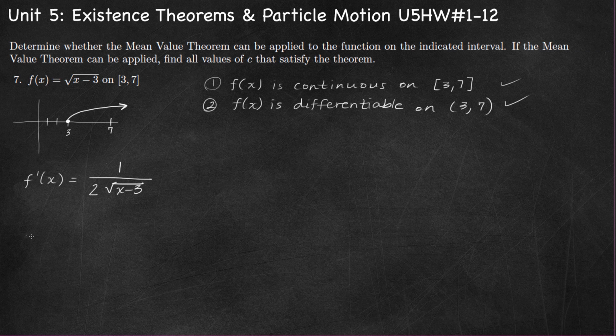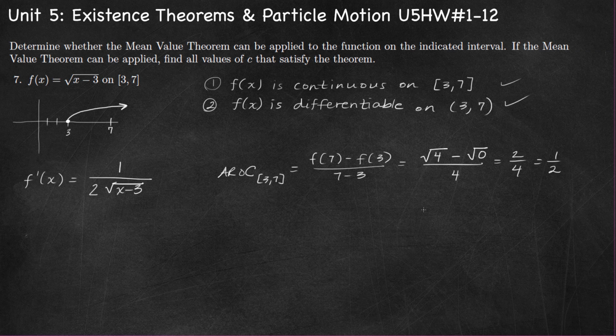So the average rate of change on the interval from 3 to 7 is going to be f of 7 minus f of 3 over 7 minus 3. F of 7 is the square root of 4 minus f of 3, that's the square root of 0, over 7 minus 3 is 4. So we get 2 over 4, or 1/2. The average rate of change on this interval is 1/2. So now we want to know, where does 1 over 2 times the square root of x minus 3 equal 1/2?